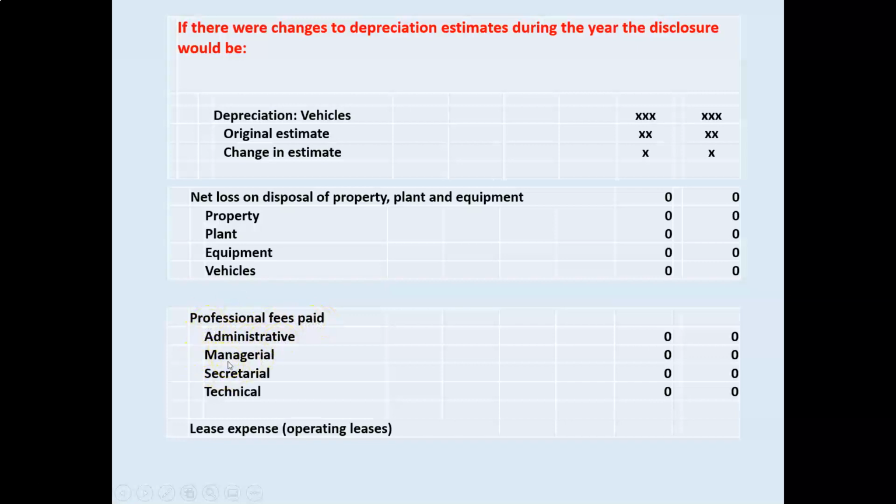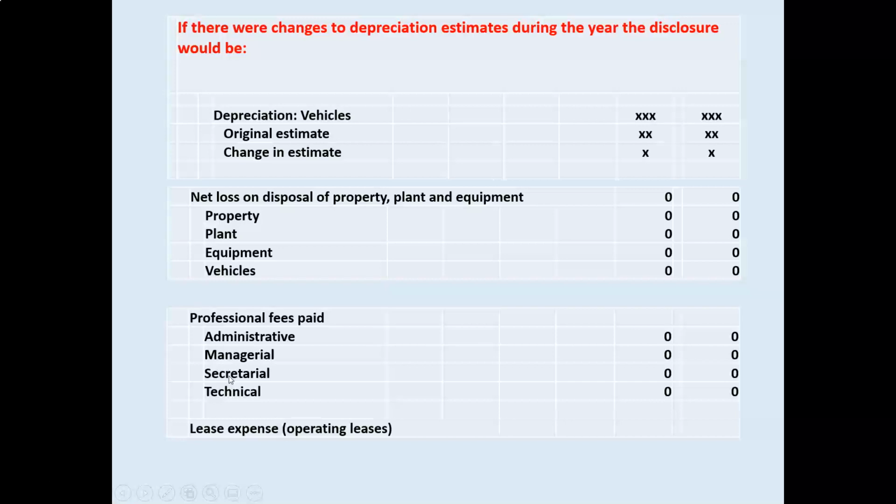Managerial, in many instances you also get, let's say that there is a project that you want a temporary project manager for. You get companies that actually specialize in project management, so you're going to employ a person on a temporary basis to fulfill the role of a project manager. So the money that you're going to pay this person is going to be a professional fee, but of a managerial type of nature. Secretarial professional fees paid.